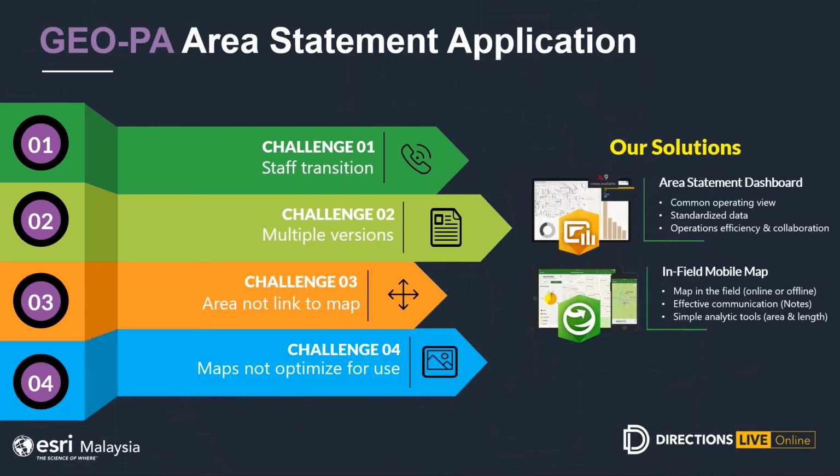So our solution that can help with these issues is to deploy an easy-to-configure area statement dashboard to create the digital twin of your area statement on cloud, showing a master record on land use changes and planting profile. All this is validated through the ArcGIS software. We also incorporate an in-field mobile map, the area statement web map available on your field workers' mobile, working online and offline, showing the detail of area statement and planting profile for reference and assistance in the field.